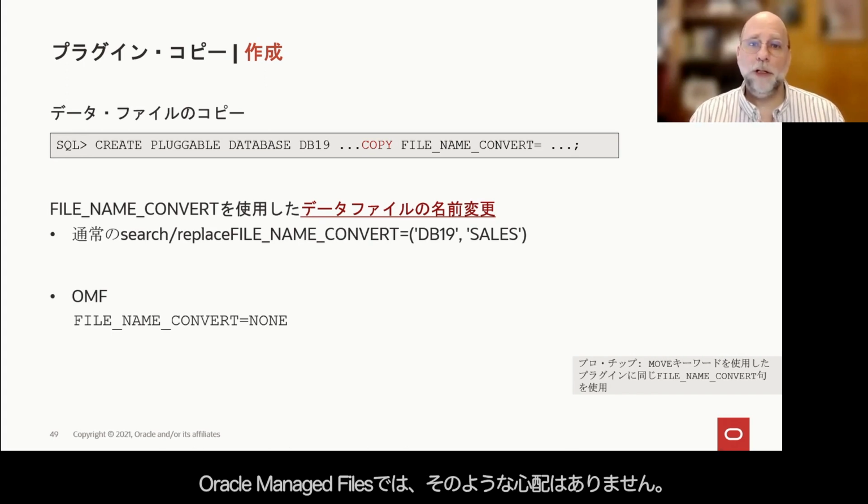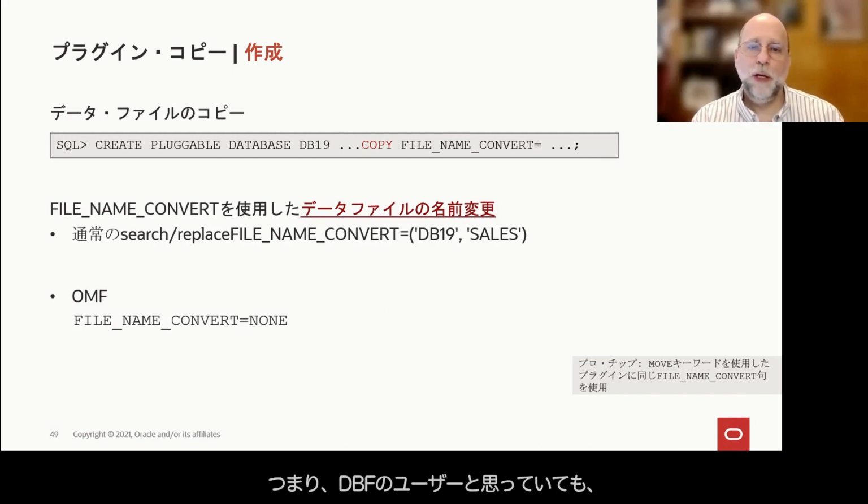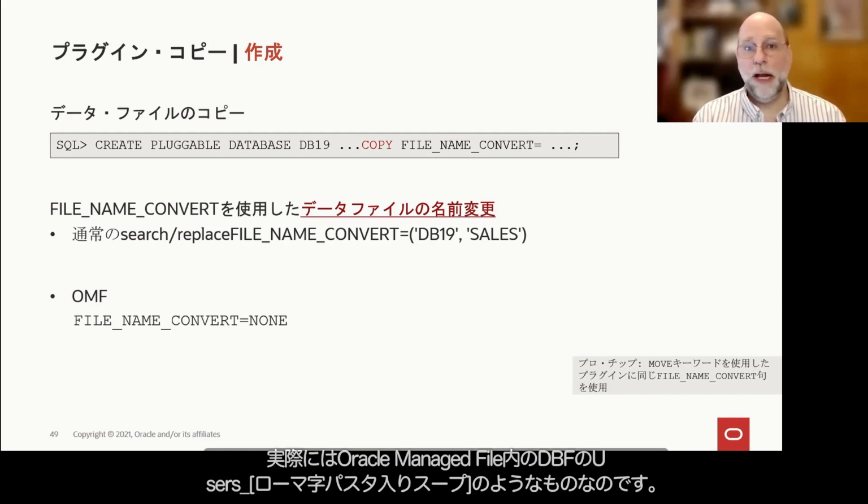In Oracle managed files, you don't have to worry about that. And that's because an Oracle managed file has kind of an invisible set of alphanumeric identifiers at the end of the file name. So even if you think of it as being users.dbf, it's actually something like users underscore a bunch of alphabet soup.dbf within Oracle managed files.